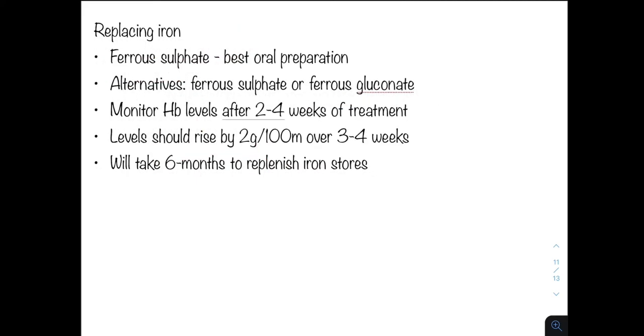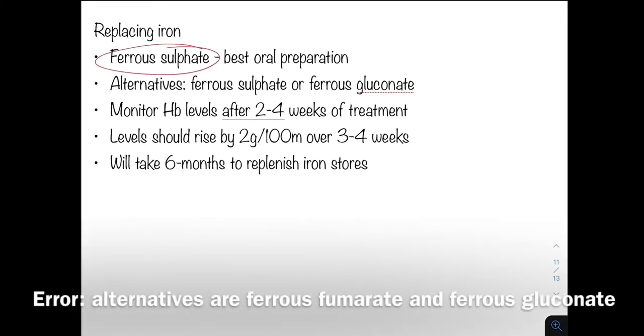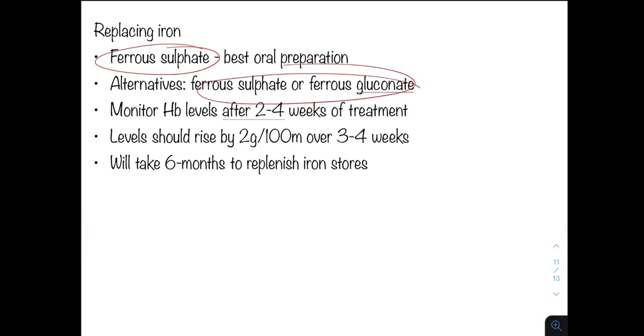If you have decided to replace iron, this is best achieved orally, and the best preparation for this is ferrous sulfate. Patients might be intolerant to this, so there are two alternatives listed here. You want to monitor the patient to make sure that their hemoglobin concentration is increasing, and treatment usually takes 6 months to replenish the iron stores.